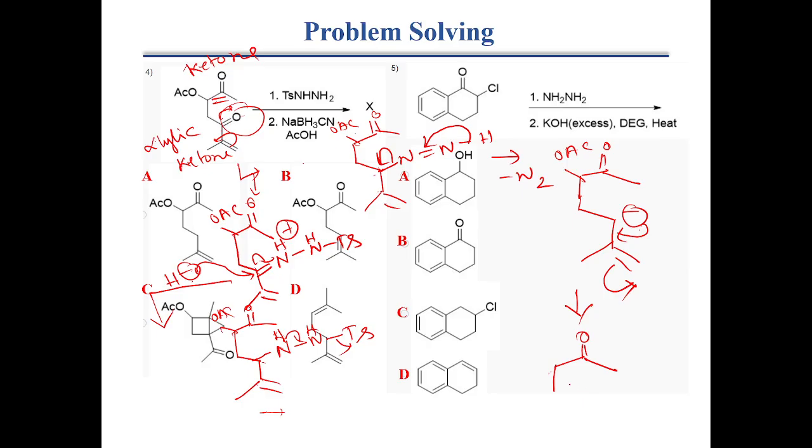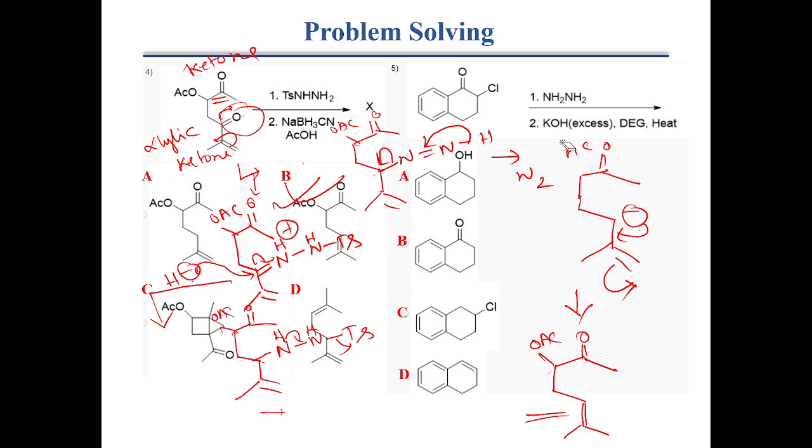So the double bond can be isomerized. This negative charge will form through abstracting a proton from this. So the right answer will be option B. So first, with tosyl hydrazine, the allylic ketone will react, and after elimination of nitrogen and isomerization of the double bond, it forms this product.